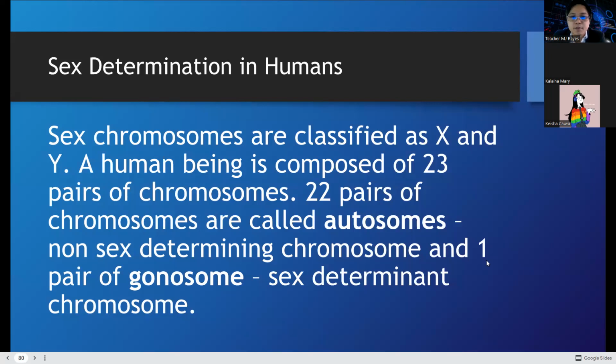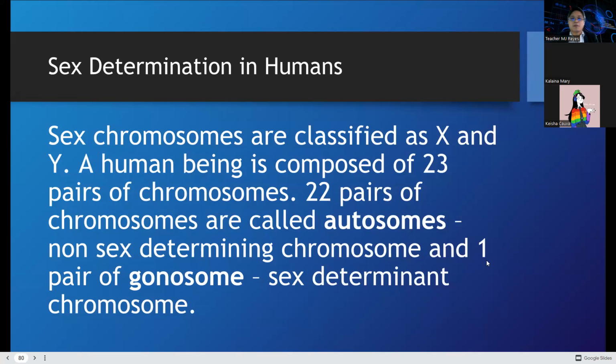Okay, 22 pairs of chromosomes are called autosomes. This is considered the non-sex determining chromosome, and it is the one responsible for your physical attributes. And one pair of gonosome, which is the sex determinant chromosome. When we say sex determinant chromosome, what does it actually do? It determines whether the organism is male or female based on X and Y.